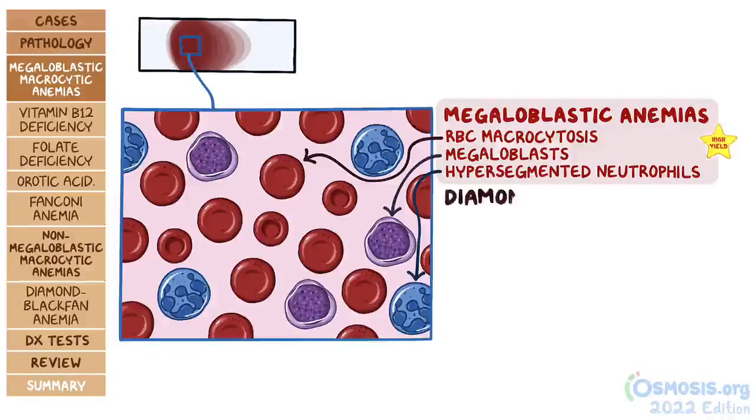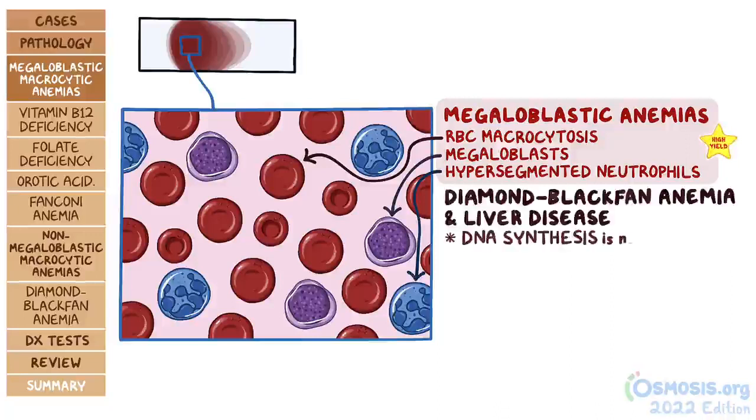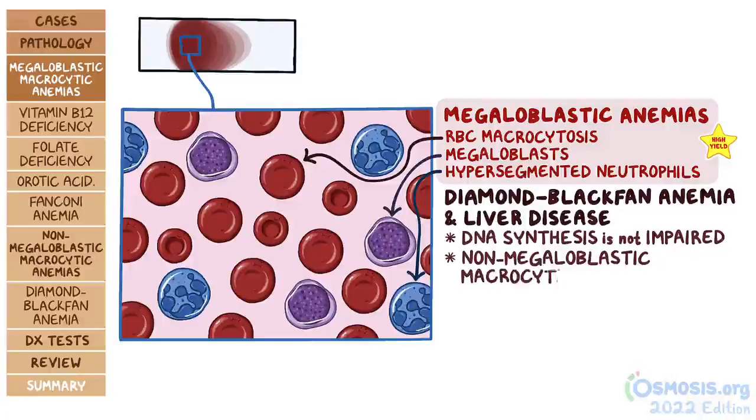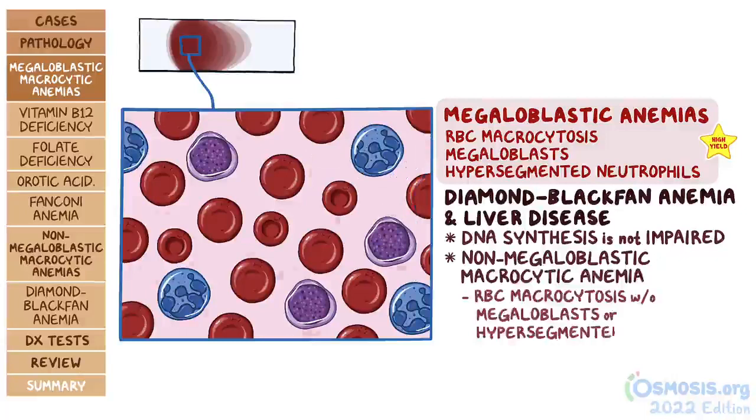Alright, now in Diamond-Blackfan anemia and liver disease, DNA synthesis is not impaired, and there's non-megaloblastic macrocytic anemia. The peripheral blood smear shows RBC macrocytosis without megaloblasts or hypersegmented neutrophils.